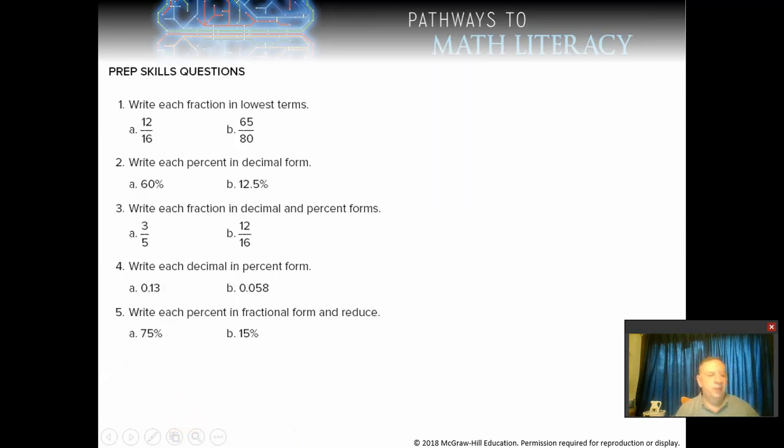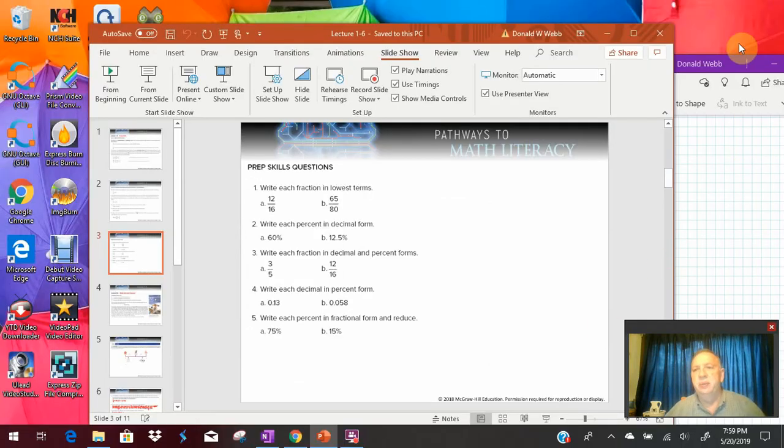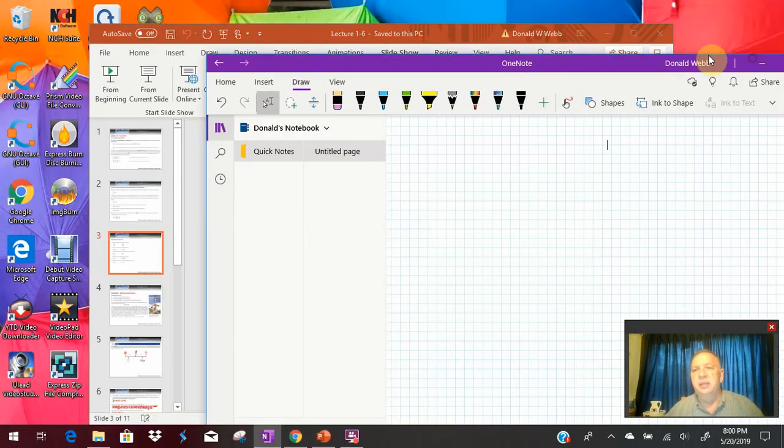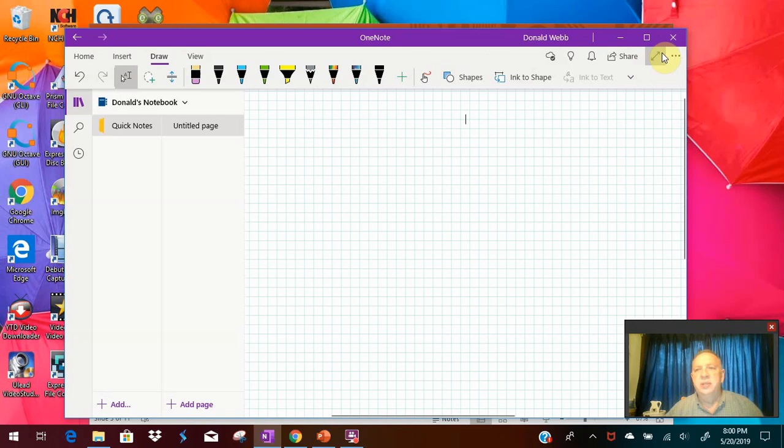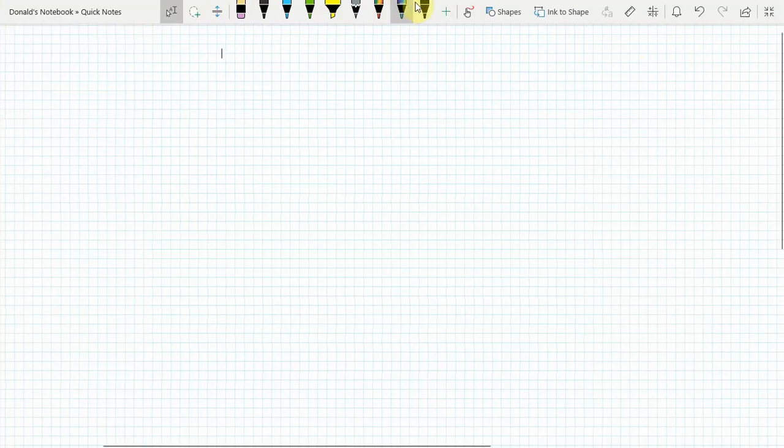So here are some prep skills. I'm going to switch over and see if we can do these by hand. So give me just a second. Go over into OneNote again. Open this up to full screen.